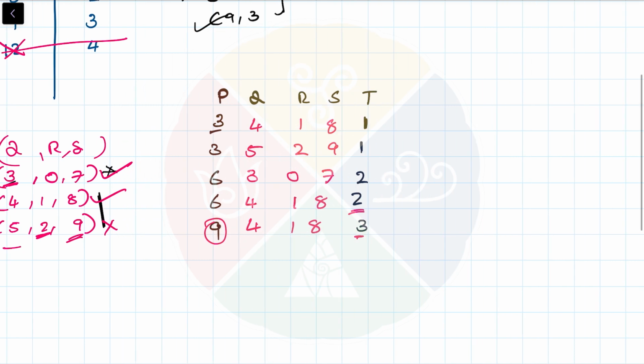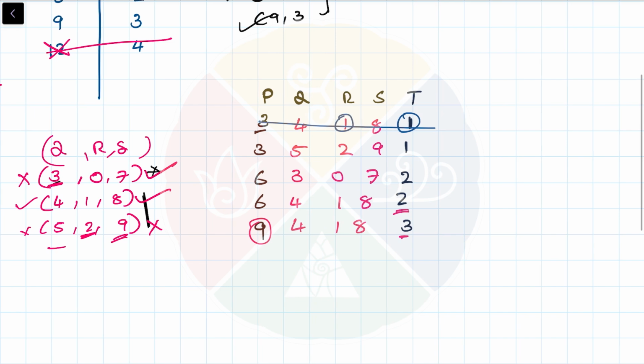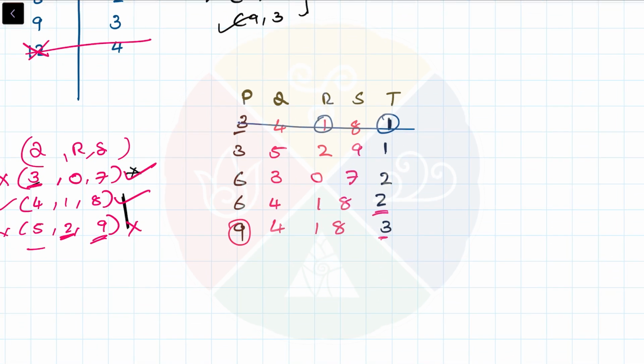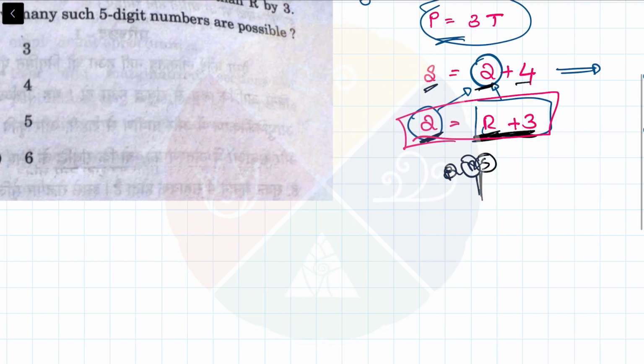Now just confirming once more if anything is repeating. Here I have to eliminate this value because I accidentally took a case where 1 is repeating. Yes, right? Now 3, 5, 2, 9, 1. Nothing is repeating. 6, 3, 0, 7, 2. Nothing is repeating. 6, 4, 1, 8, 2. Nothing is repeating. 9, 4, 1, 8, 3. Hopefully nothing is repeating. I'm looking carefully. I cannot find any values repeating. So 1, 2, 3, 4. Only 4 possibilities are there.